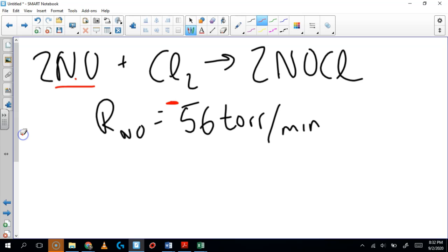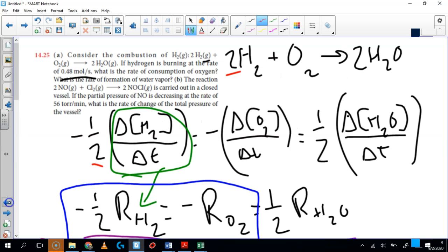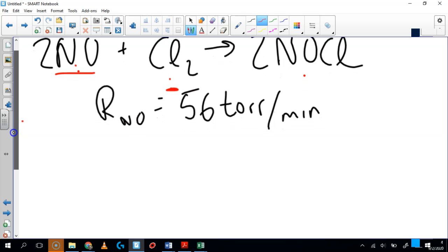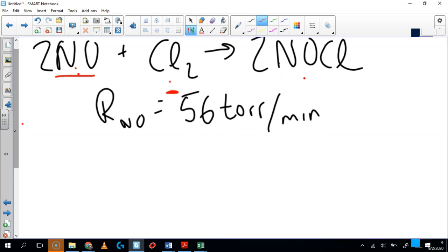Okay, but now the question actually says, what is the rate of change of the total pressure of the vessel? Well, we need to find the rate of change of each of the individual parts, and then we just add them up, and that's what the rate of change is. So again, it's another related rates problem. So I'm going to write the rate expression out.